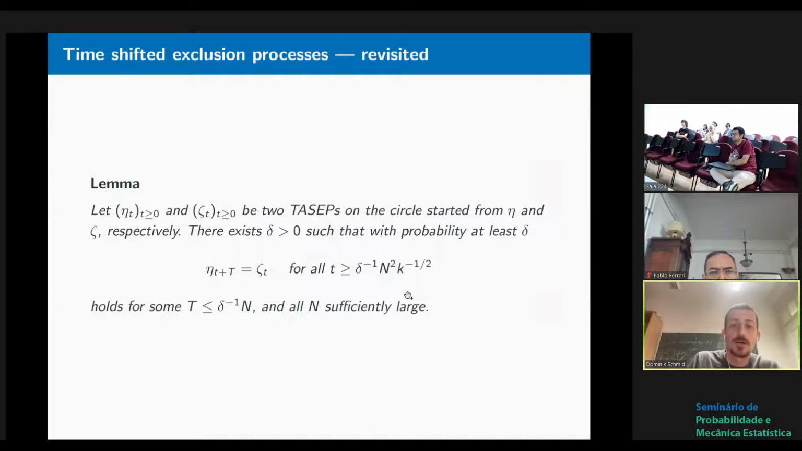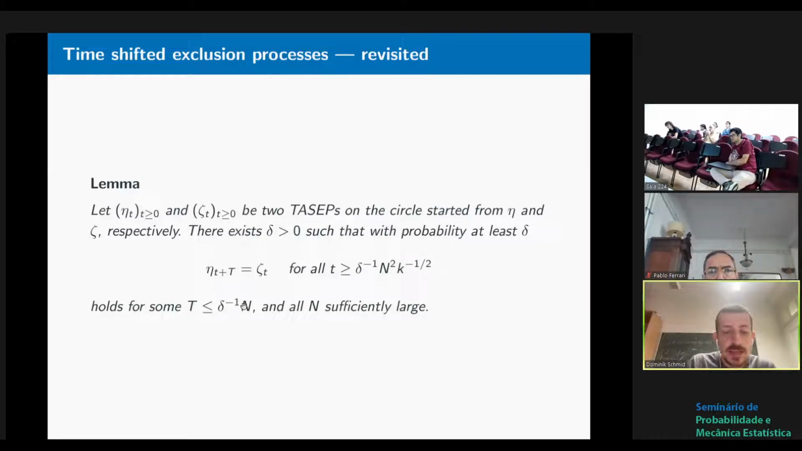Okay, so if we plug this bound into the lemma from before, we actually get now a quantified version. So we're getting a statement of the form: if you analyze the last passage times and the simultaneous coalescence, we get a bound of the form that with positive probability, for all times t larger than some large constant L to the minus 1 times n squared k to the minus a half, the two processes will agree up to a time change, and this time change can in general be bounded by some quantity of order n.